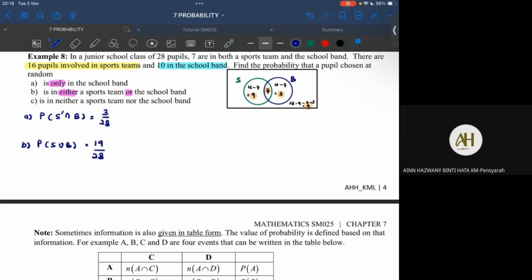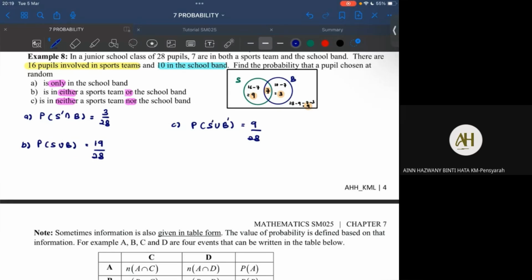Okay, so let's go straight to question C. Is in neither sports team nor school band. Okay, bukan sports team, bukan school band, jadi yang berada dekat luar Venn diagram kita ataupun luar bulatan kita ini, which is simbolnya ialah kedua-duanya bukan. Okay, kedua-duanya bukan. So bukan sports team, bukan band. So kita ada 9 over 28. Sorry, kita tinggal bukannya.